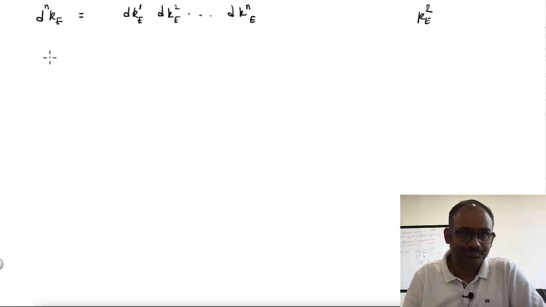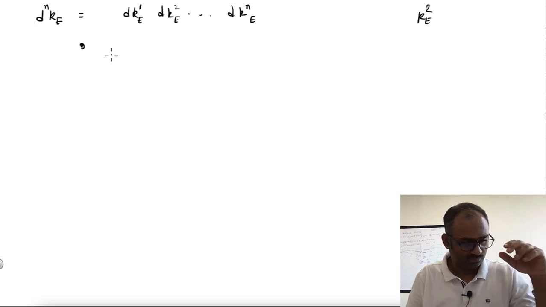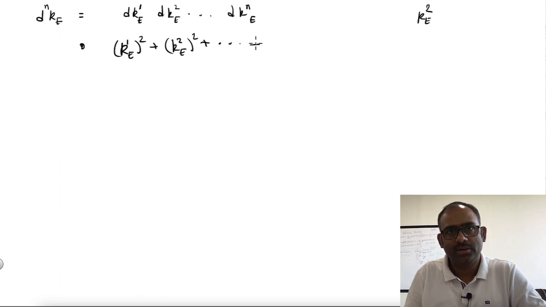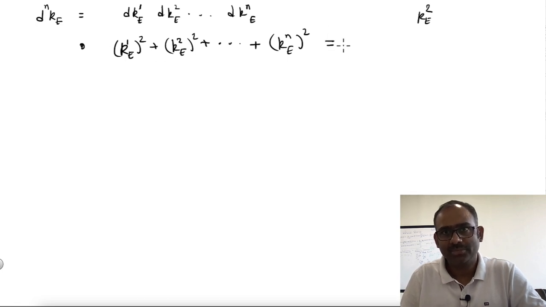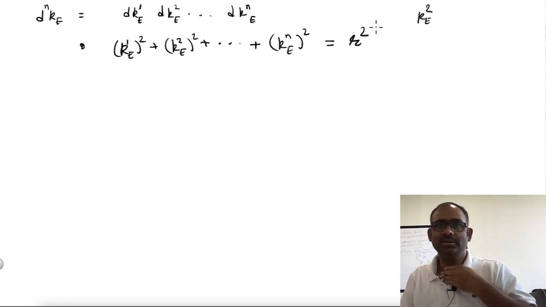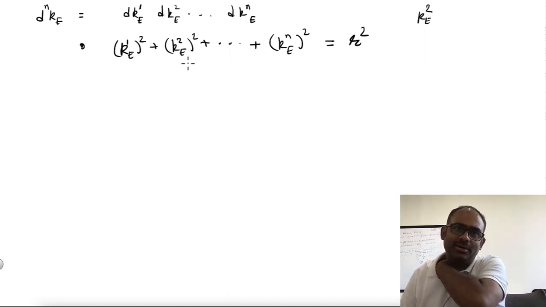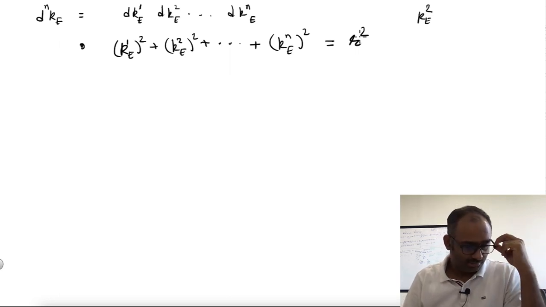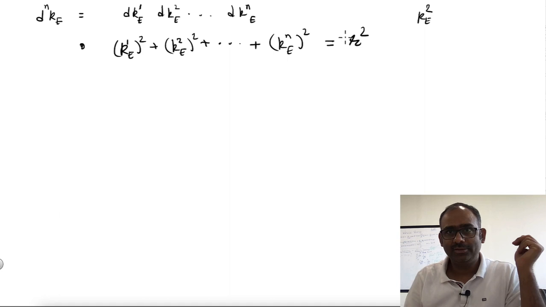If you look at k_E1 square plus k_E2 square up to k_En square, then that is a constant, r square. If you have spherical symmetry, then we will use this radial coordinate, and the sum of these squares will be equal to the radius square. Now there are a total of n variables. One of the variables I can choose as r.